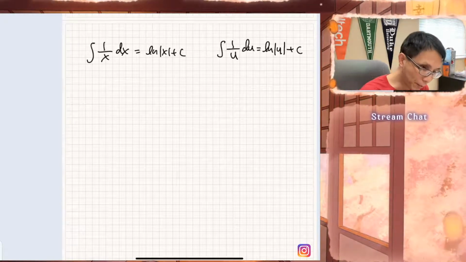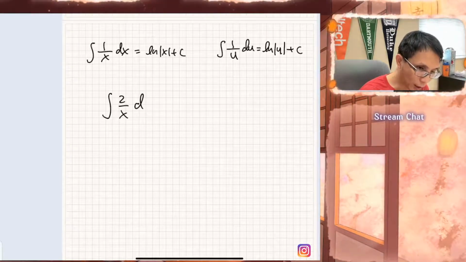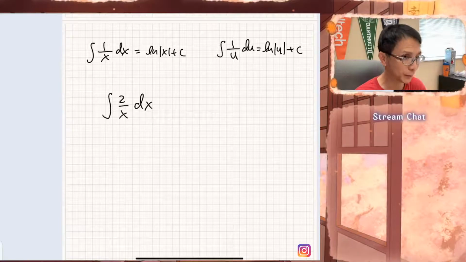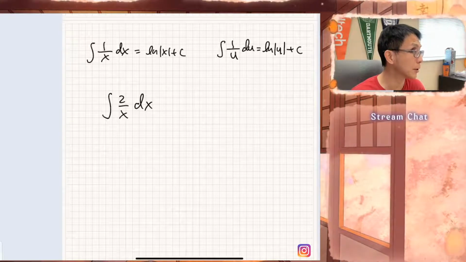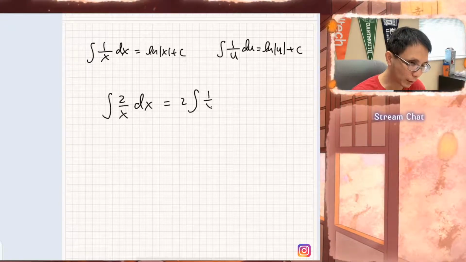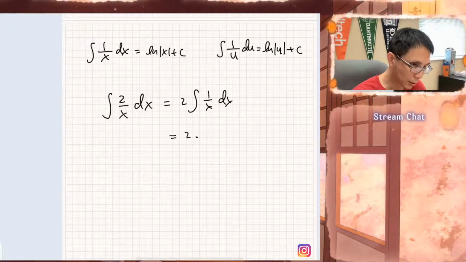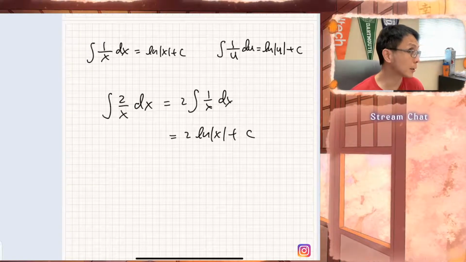So for example, a simple one would be 2 over x dx. Then you should realize x is the first degree, 2 is 0 degree. So that's just going to be take out 2, 1 over x dx. And that's going to be 2 natural log of absolute value x plus c. That's it.